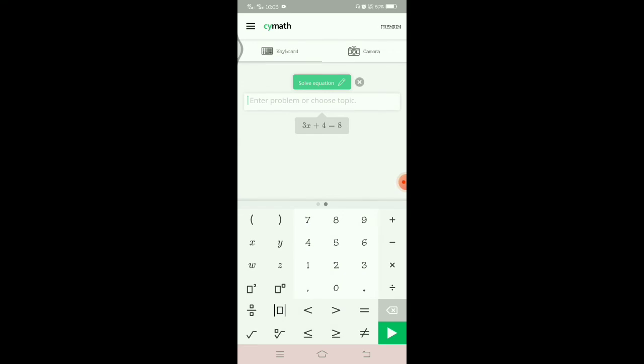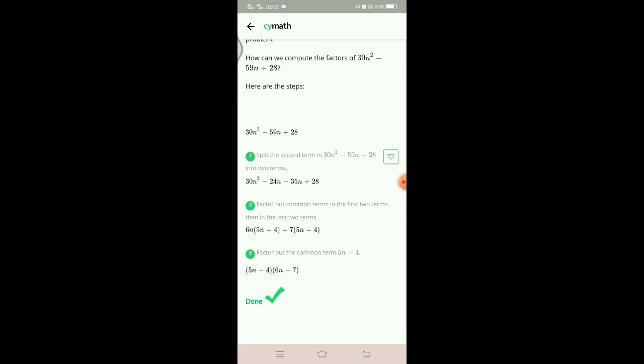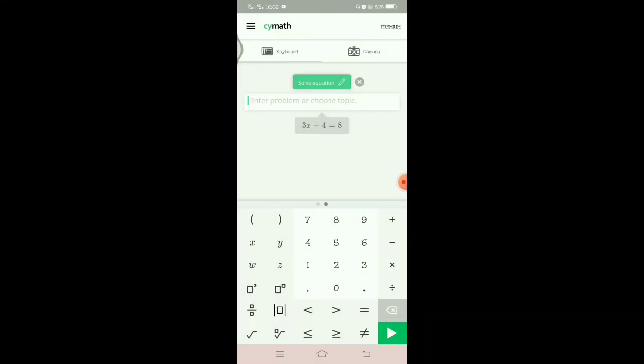So after the practice, we'll now have the blog. So what's the blog all about? If you install this app on your mobile phone, there is a problem of the week, with its corresponding step-by-step solution. For this week, we brought to you this algebra problem: how can we complete the factors of 30n squared minus 559n plus 28? You factor out the terms, and the solution and the answer are there. So it's like a refreshment every week in the blog part.